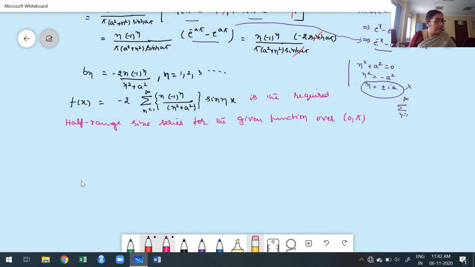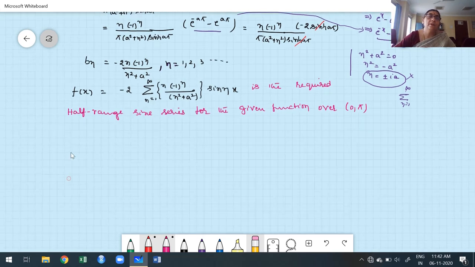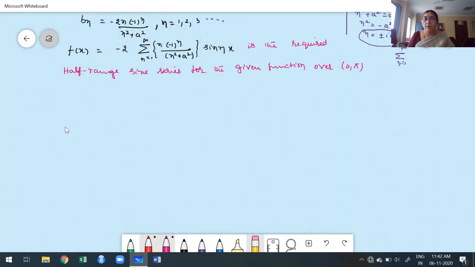Now I move to the next problem. This also they have given in the question paper, last year's question paper. Second problem.